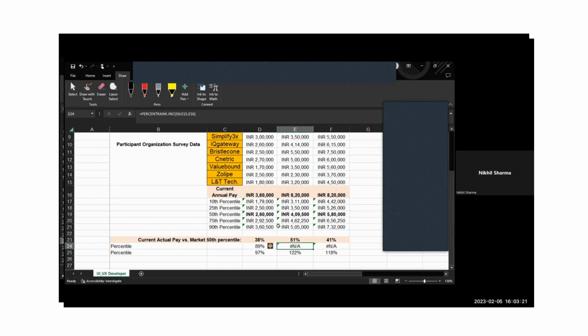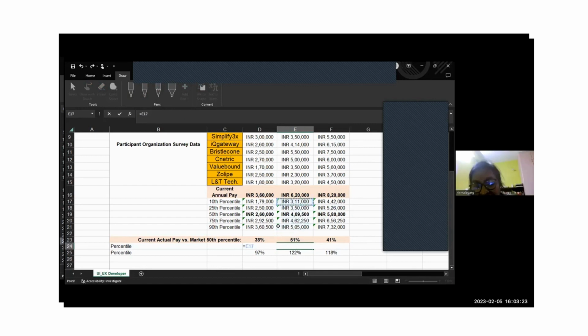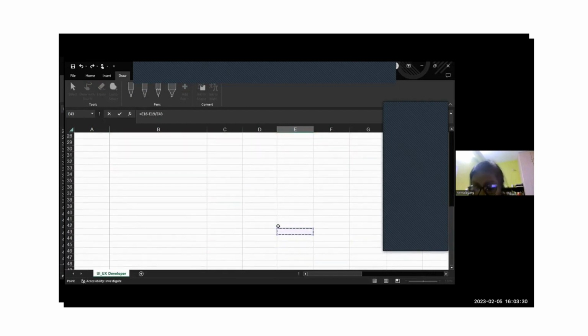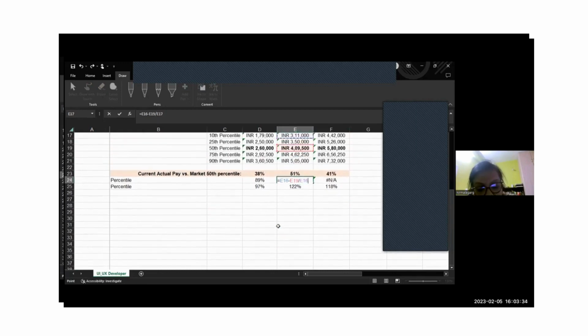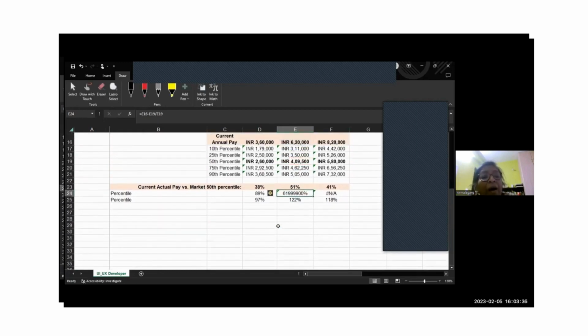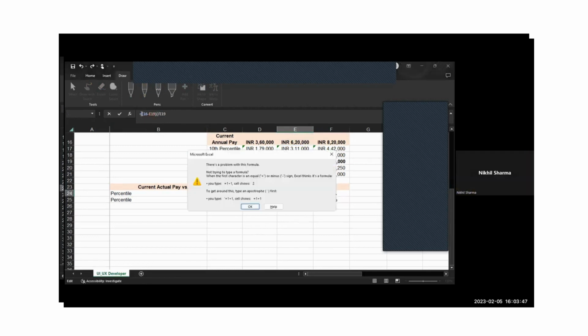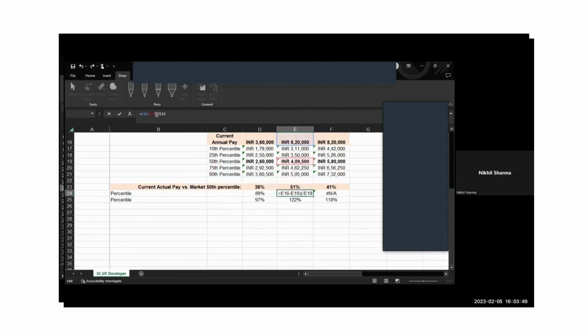Vis-a-vis the 50th percentile, the question is very, very specific. The market is showing 409,000 at the 50th percentile, and the actual salary is 620. So how much more are you paying vis-a-vis the 50th? Okay. It's a simple maths formula.